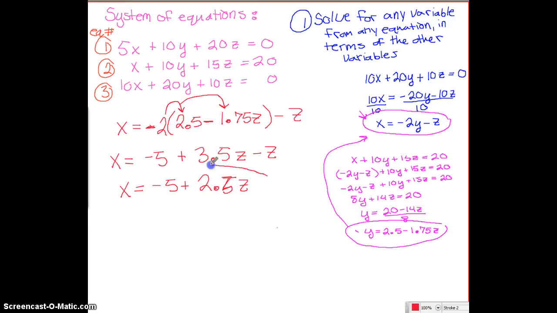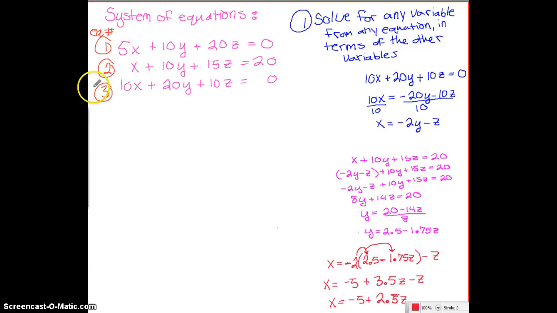Now we can go ahead and plug this and the y into the last equation and solve for that. Since I've already used equation 2 and equation 3, I'm going to use equation 1 to plug those both into. So I'm going to rewrite equation 1. That was 5x plus 10y plus 20z is equal to 0. Now every time I have an x, I'm going to replace it with this new value of x that I have down here. And every time I have a y, I'm going to replace it with the new value of y in terms of z down here.